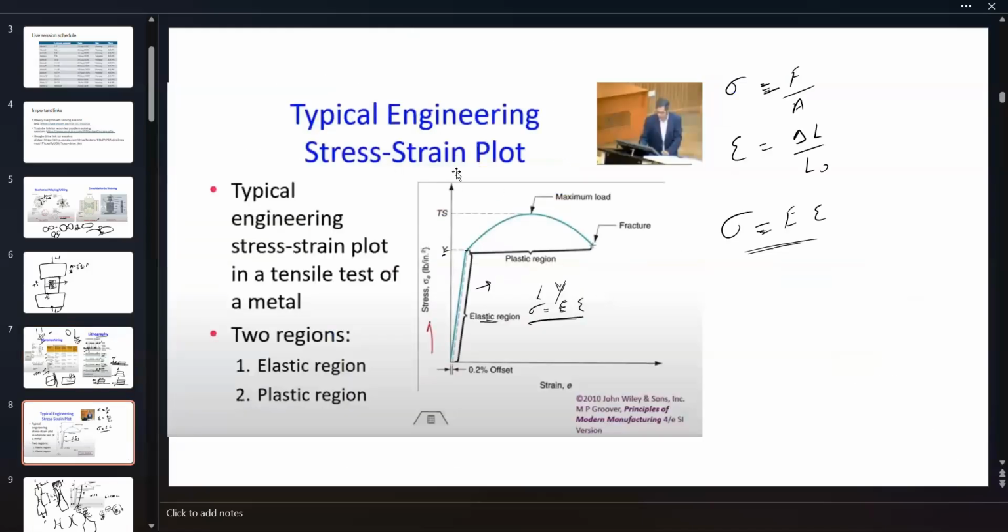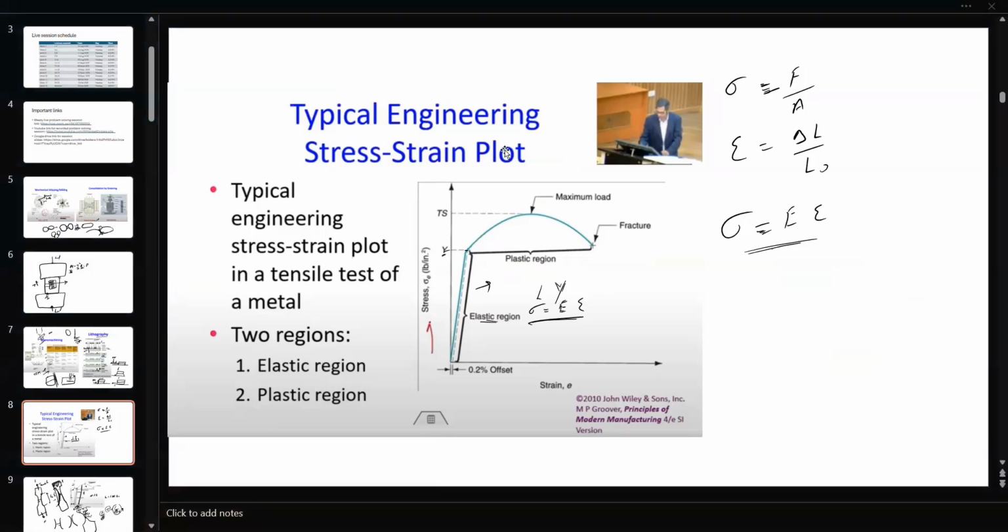Then you have the typical stress strain plot. Okay, so this is your typical stress strain plot.